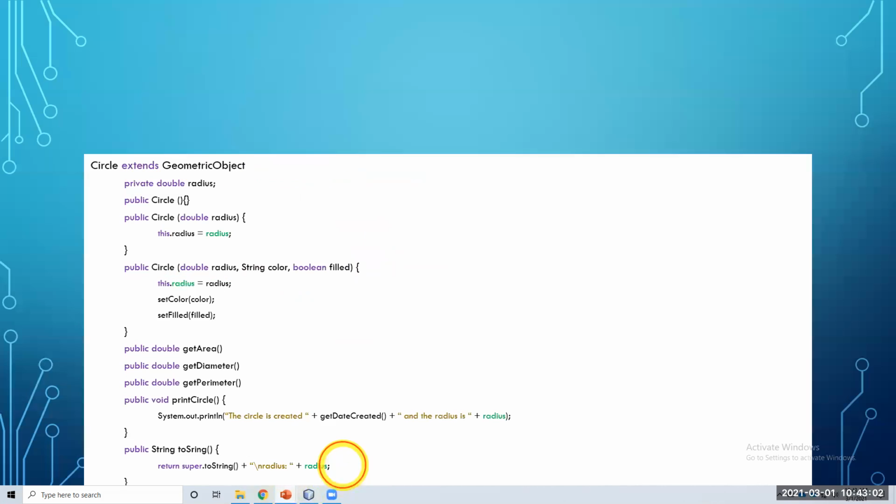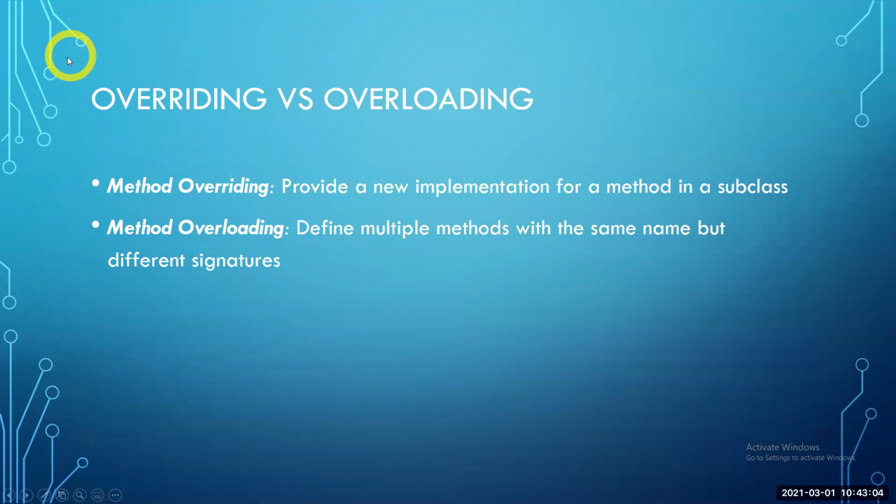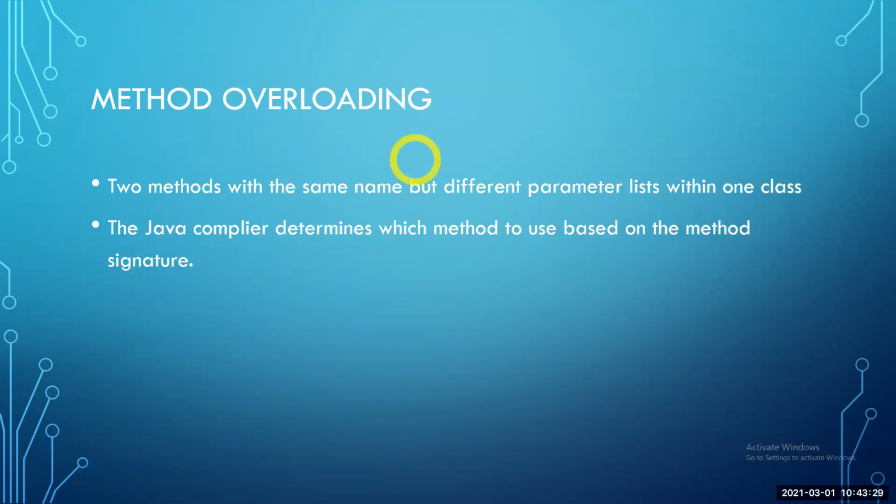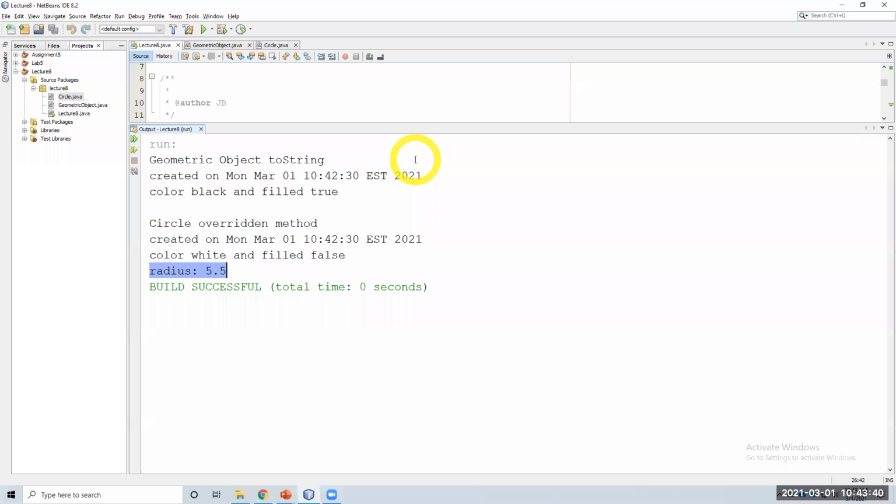The last thing we're going to talk about real quick is method overloading. So what's the difference? Overriding is providing a new implementation of a method in a subclass, which is what we just did. Circle overrode the toString method of GeometricObject. Method overloading, on the other hand, is defining multiple methods with the same name but different signatures. Two methods with the same name but different parameter lists within a single class, and the Java compiler determines which one to use. I have another example, but I can use Circle.